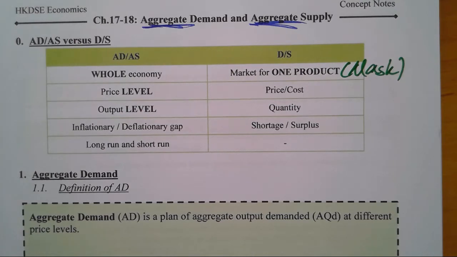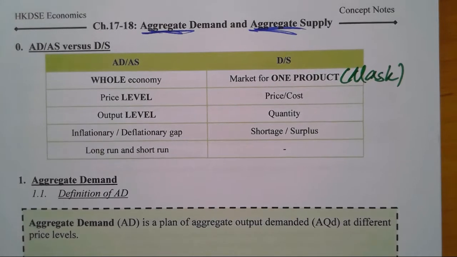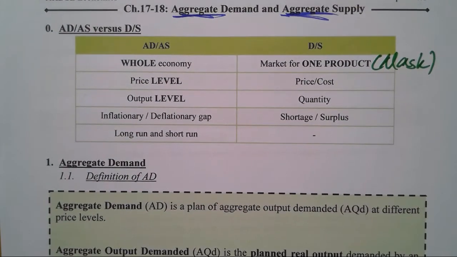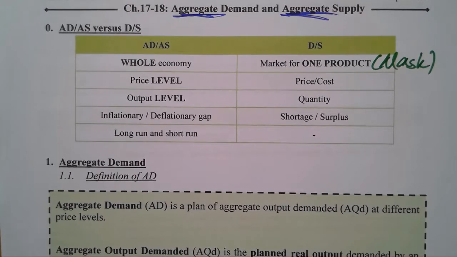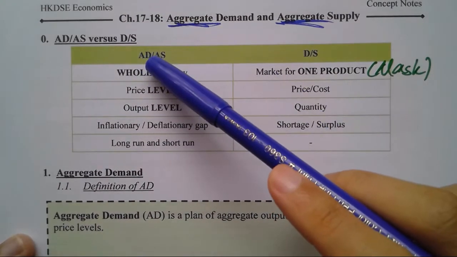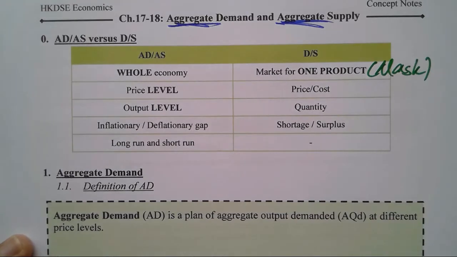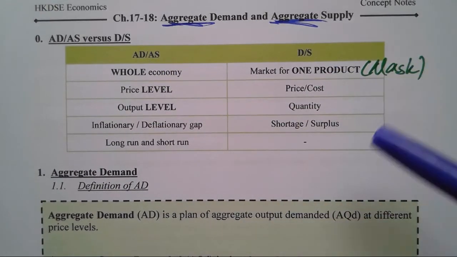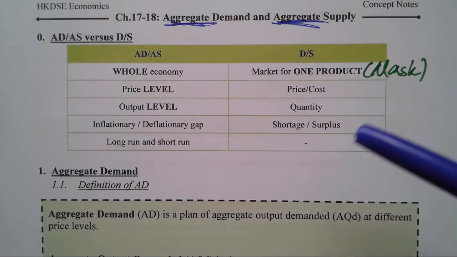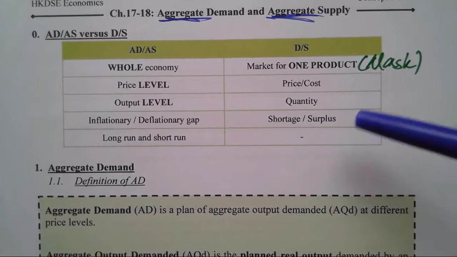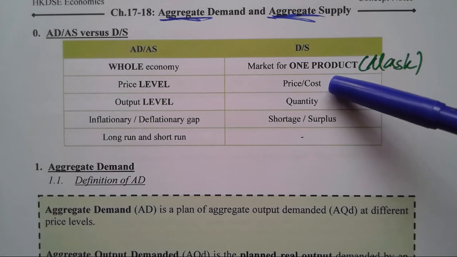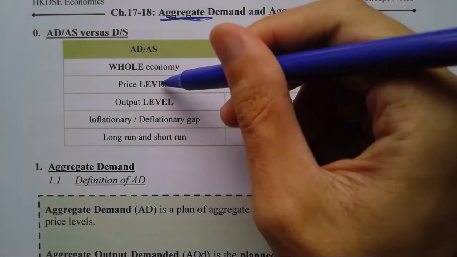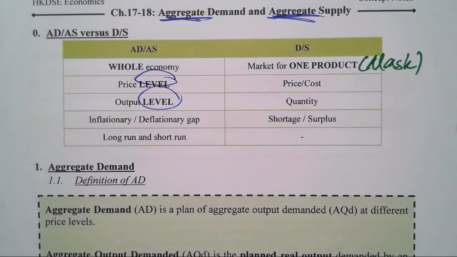For example, we say because of the virus, the Hong Kong people, let's say, reduce their consumption, so we say that AD has decreased. 冇乜消費意欲啊，係咪啊？嗱 we're talking about the whole economy, not just one product. Another thing, in demand supply, we call it P and Q, price and quantity. But in ADAS, remember, we call it price level and output level.